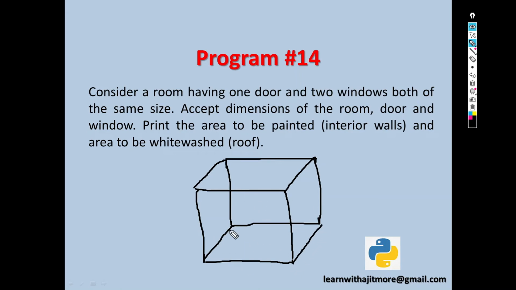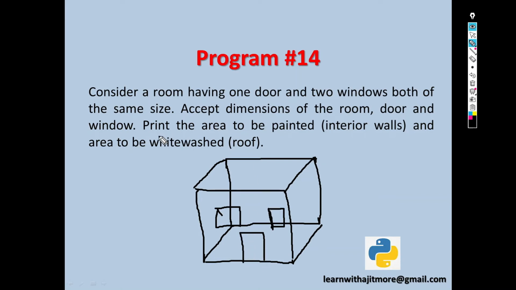And this is the front wall, which will have a door, and 2 windows. We have to accept the dimensions of those windows also. 2 same windows and 1 door. So consider a room having 1 door and 2 windows, both of the same size. Accept dimensions of the room, meaning room's length, breadth, height, and the dimensions of the door and the window also: window width, window height, door width, door height.